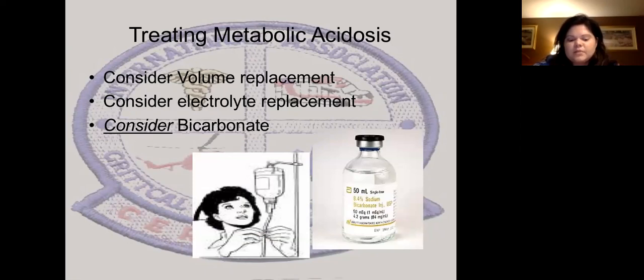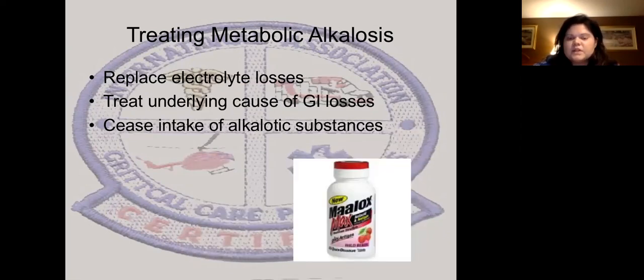Treating metabolic acidosis, we need to consider volume replacement because they have what? They have a deficit in the amount of volume they had. And we always need to consider bicarb for those patients. Treating metabolic alkalosis, again, we need to replace the electrolytes that have been lost. Treat the underlying cause of the GI losses, because if they continue to have these losses, it doesn't matter how much we're replacing, they're going to continue to lose them. Cease intake of alkalotic substances.